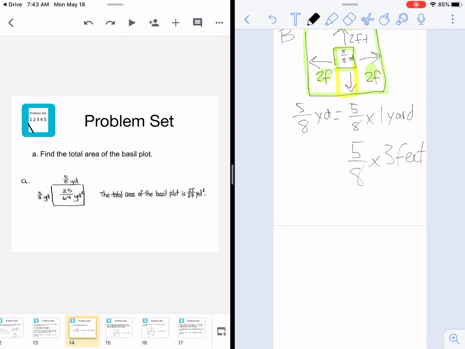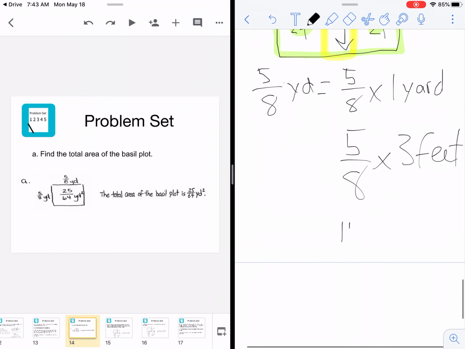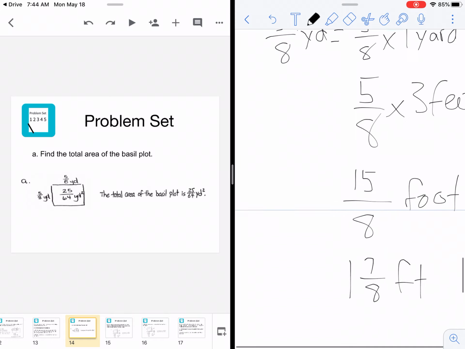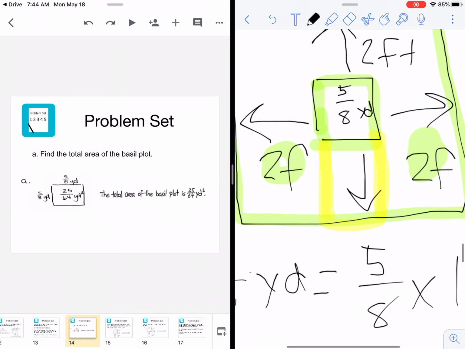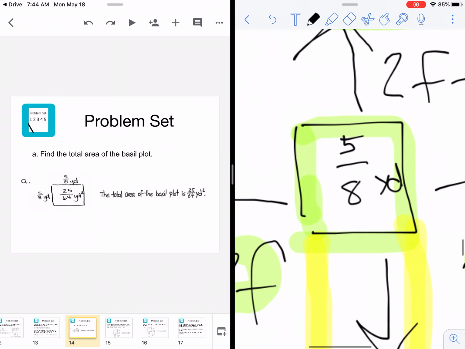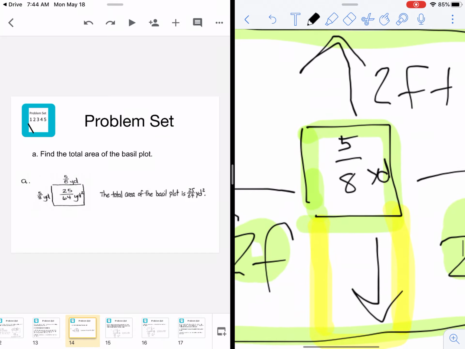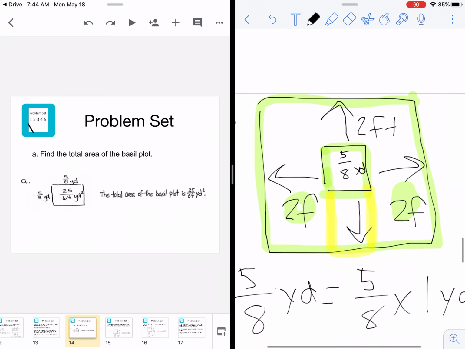5/8 of 3 feet is 15/8 of a foot, which 8 goes into 15 one time, 7/8 of a foot. So now we know that this middle part, 5/8 of a yard, is actually 1 7/8 of a foot. 1 7/8 of a foot.